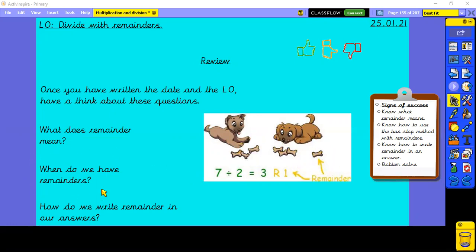So that kind of answers our second question. When do we have remainders? So we have remainders when something cannot fit into equal groups. It's what's left over. So for example here, we have remainder 1. And how do we write remainder in our answers? So when you write remainder in your books, I'd like you to use the same as on the picture here. So you can put R1 or whatever the remainder is. As you can see, that is how they've represented the word remainder.